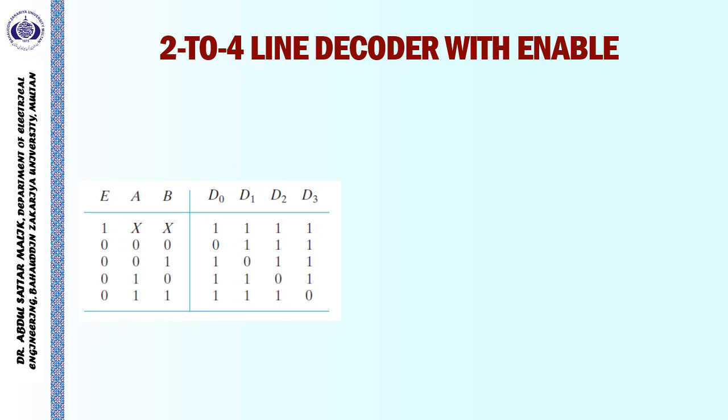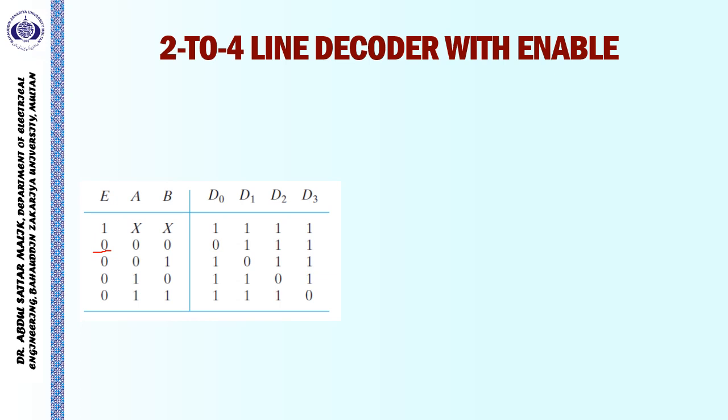On the other hand, if enable is equal to 0, then depending upon the combination of the two input variables A and B, at any instant of time, only one of the four output variables will be active low, otherwise they all will be active high. For example, when enable is 0, indicating this active low decoder is working.